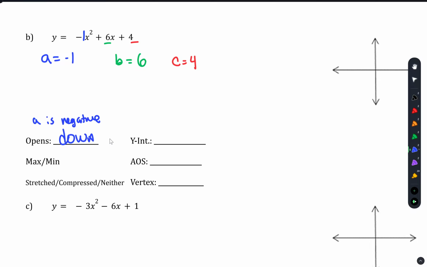Is it a max or a minimum? Draw a little sketch if it helps you. It's a maximum. And then maybe this is a trick question. Does this stretch, compress, or neither? This one is neither. If you get an equation and there's no number in the front at all, meaning it's a 1, then you have neither stretched nor compressed. Okay, that's the shape. Now we got to talk about where it goes. What's the y-intercept?